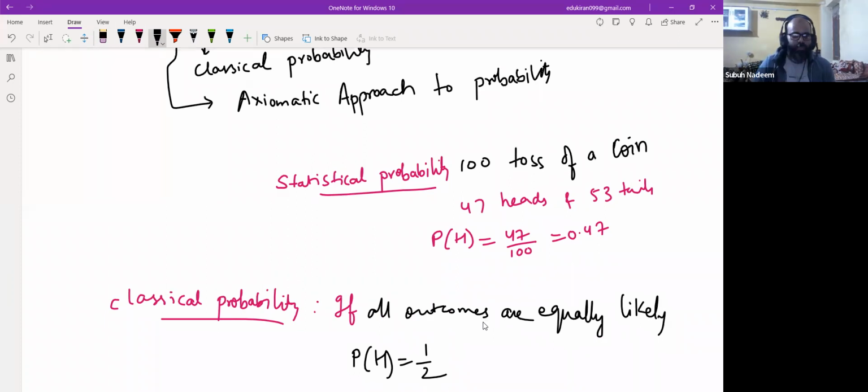The third one is the axiomatic approach to probability. This is when we have different outcomes having different chances, and they are not equally likely. Some have more chance of coming, some have less chance of coming, like if you toss a biased coin or a biased dice. So that we see in the axiomatic approach.